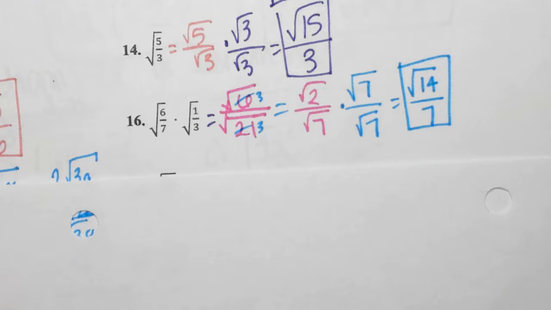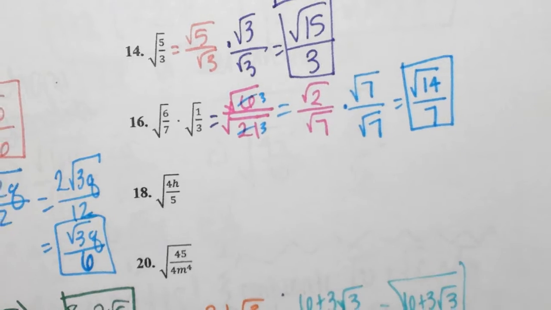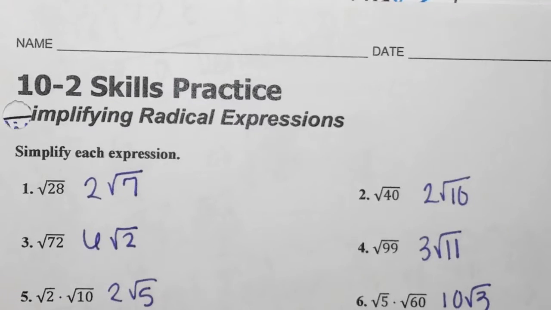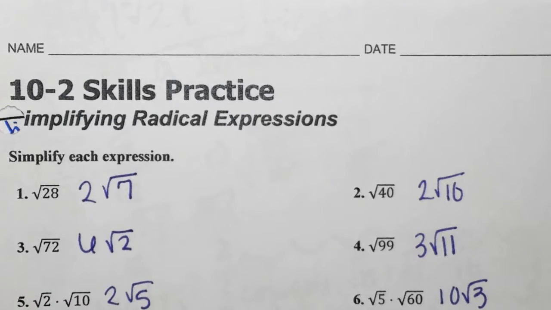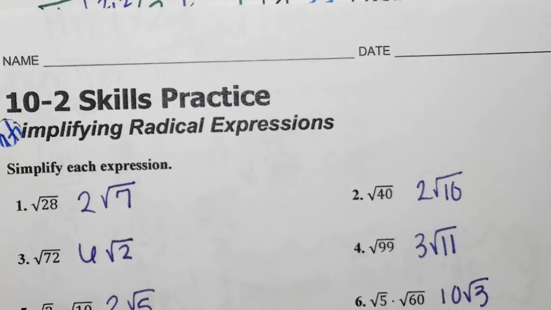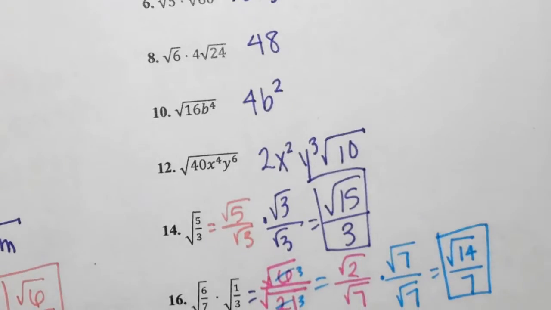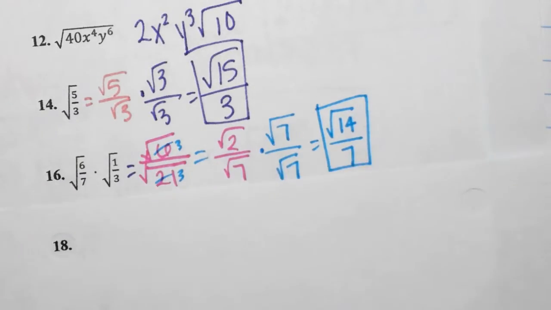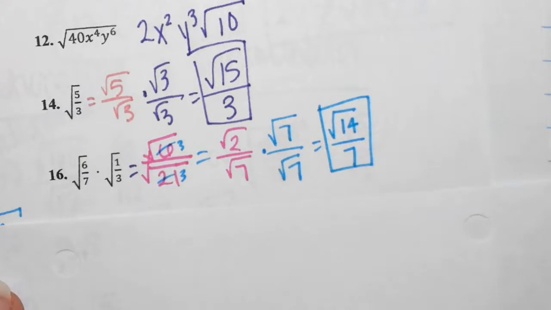We flip papers. This is 10-2 skills practice. I didn't understand 14 was blank, and since we were waiting, I just kind of... I think we've confused everyone. No, I found my paper. I had it and I couldn't find it.